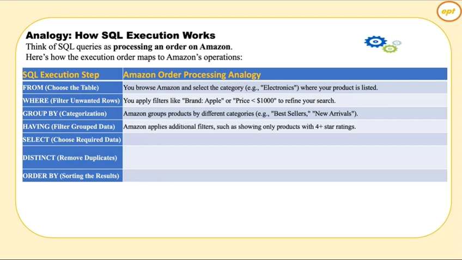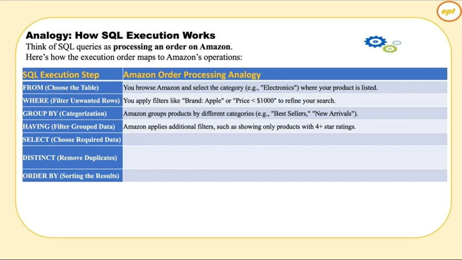What is the next step you do? Once Amazon has grouped the products, they may apply additional filters, right? Like showing only the products which have a 4 plus star rating. In SQL also, similarly, this is what a HAVING clause does. It applies filters again on top of the grouped data, based on some aggregate conditions.